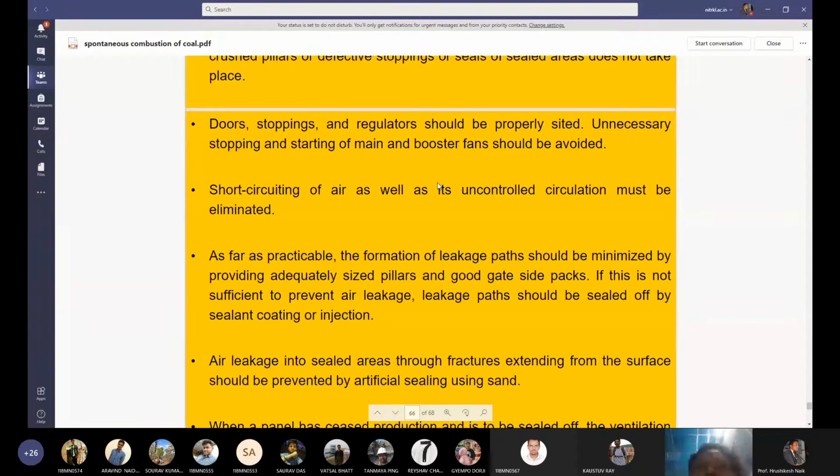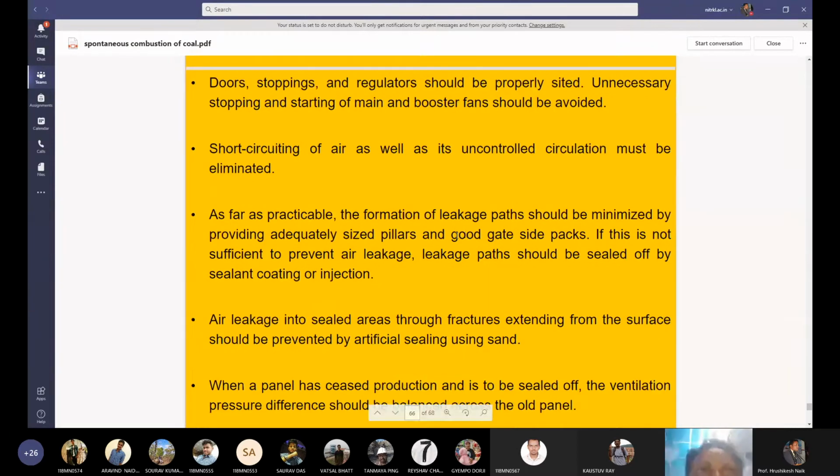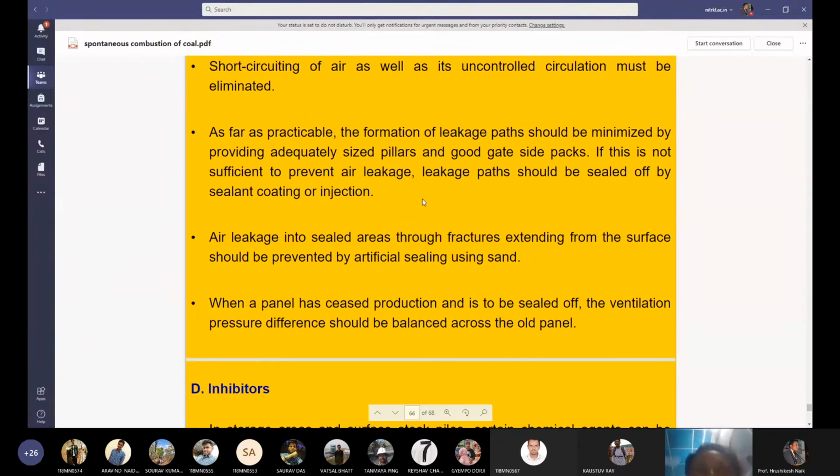Unnecessary stoppings should be avoided, and short circuiting of air as well as its uncontrolled circulation must be prevented as far as practicable. The formation of leakage paths should be minimized.